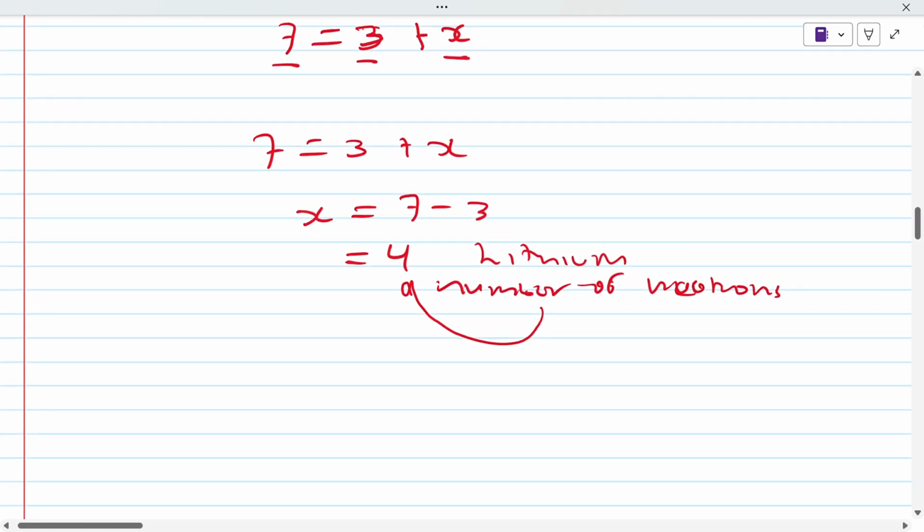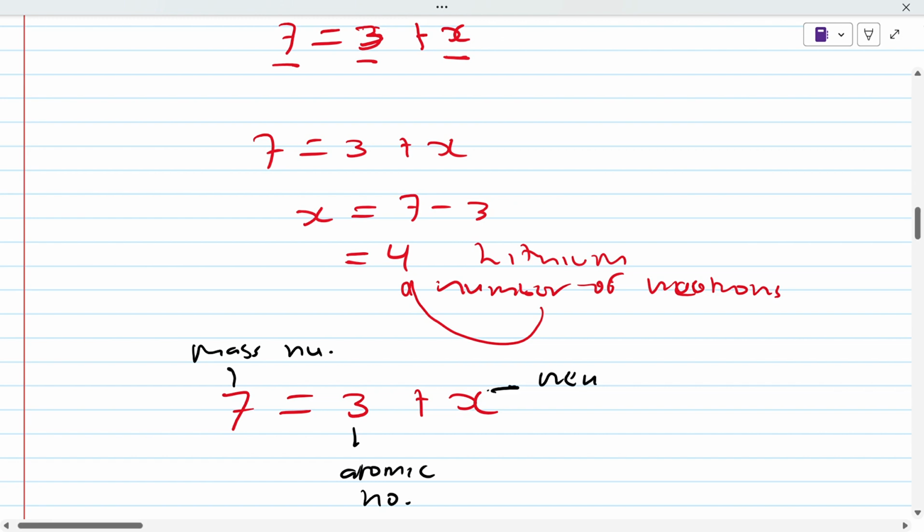So when I have 7 being equal to 3 plus x, the key thing I wanted to understand as a good student of chemistry is that this one represents the mass number, this one the atomic number, because we are dealing with lithium here, for example. Then this one is going to be the neutron number.